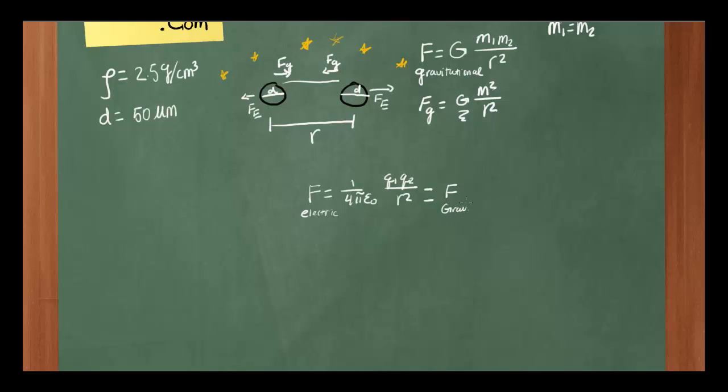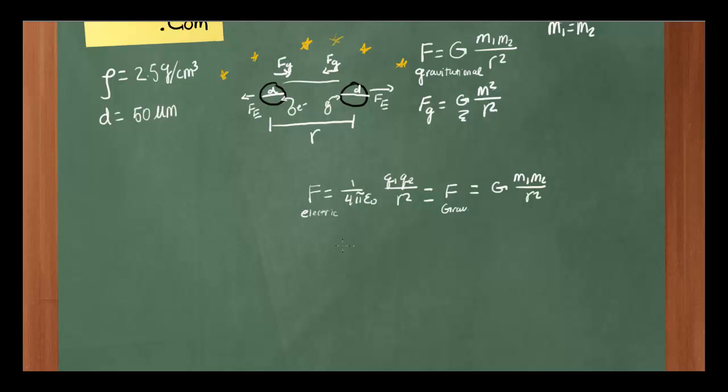I'll just put grav for short, and that's equal to, but the problem asks, how many extra electrons do I need to put on each dust particle? So if I have some electron and I wanted to put it on the dust particle, how many would I need to put on each dust particle in order to cancel out the gravitational attractive force?